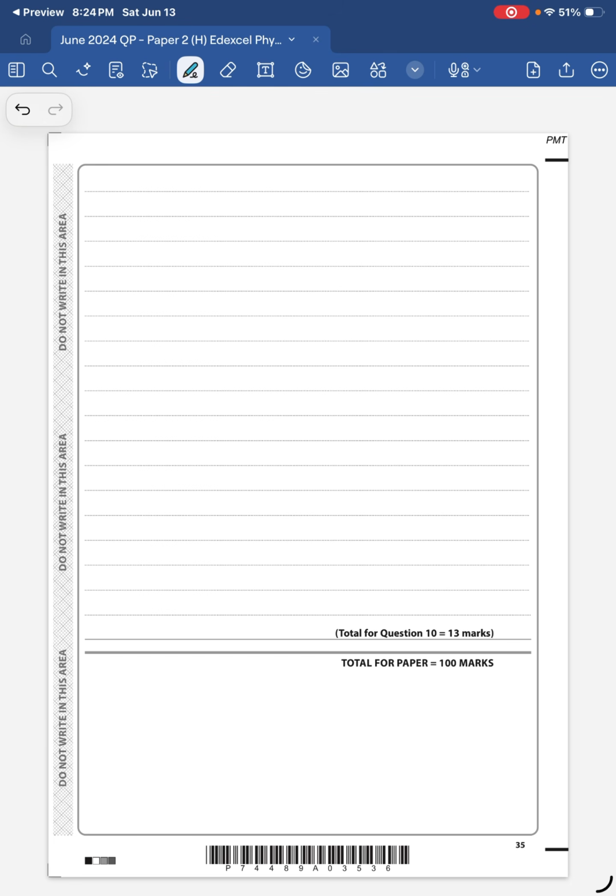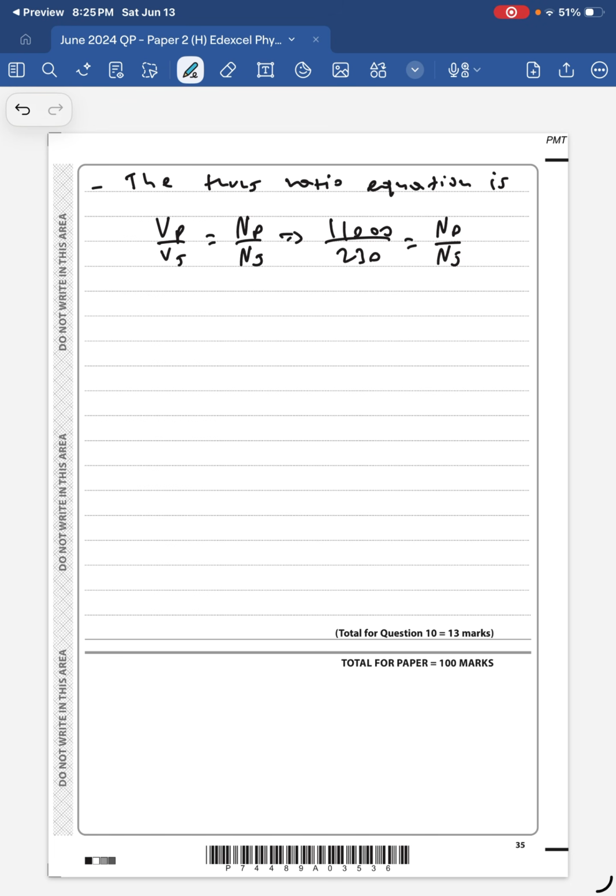Okay, so now how do we produce 230 volts? Okay, so the turns ratio equation is the voltage in the primary over the voltage in the secondary coil is equal to the number of turns in the primary coil over the number of turns in the secondary coil. Okay, so we see that we have 11,000 volts over 230 being equal to the number of turns in the primary over the number of turns in the secondary.